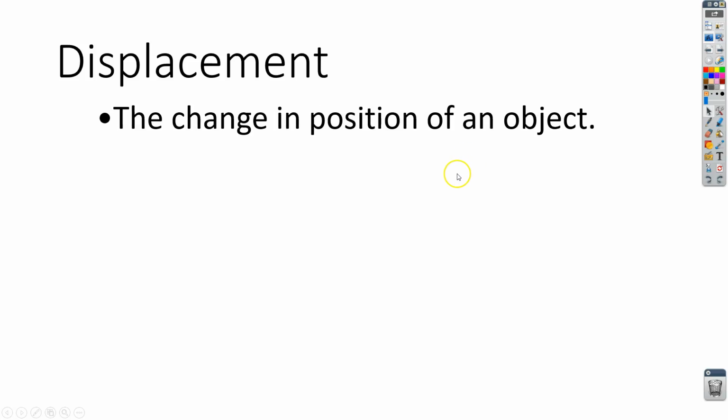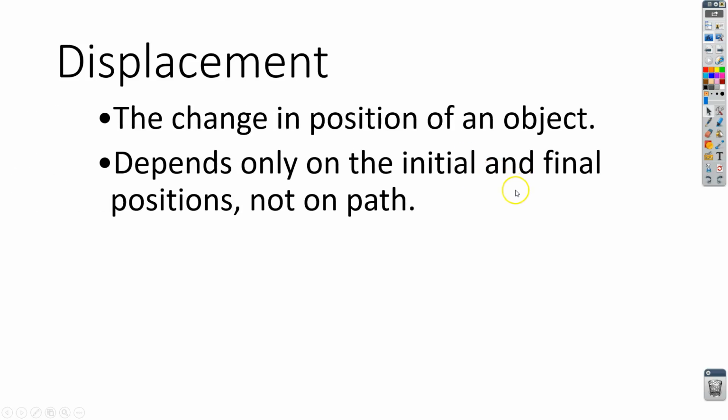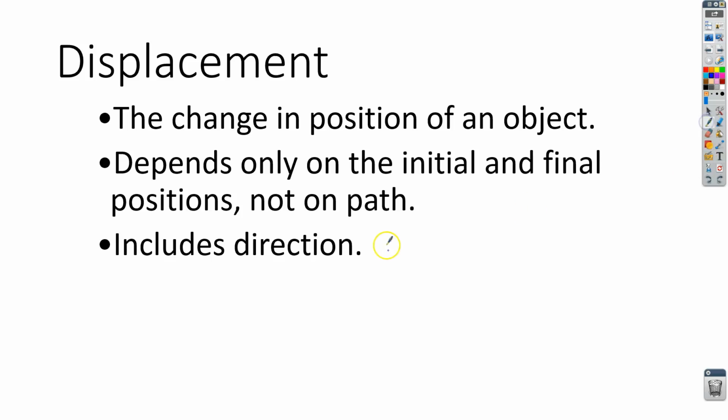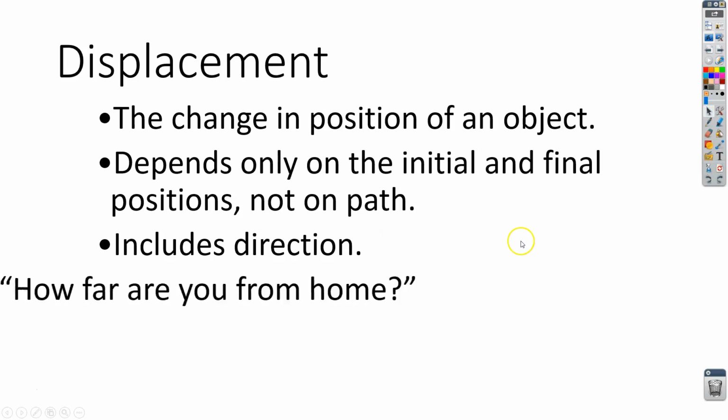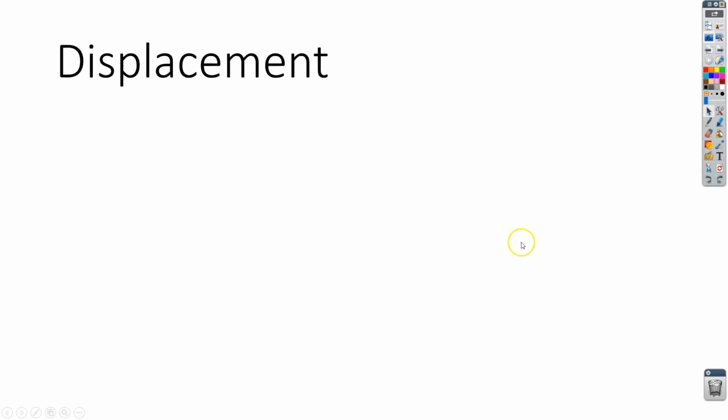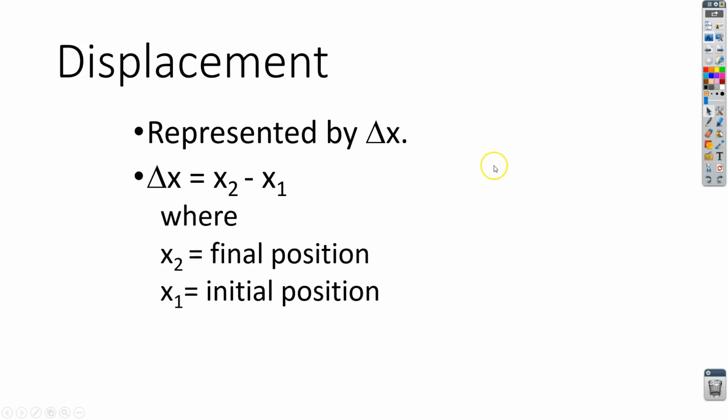Displacement is a little bit different. This is the change in position of an object. It only depends on the initial and final positions and not really ever on the path. And this does include direction. So because it includes direction, it is a vector. So this is a vector quantity. How far are you from home is essentially what you can think of. It is represented by delta x. So remember, x is position, so this would be change in position.